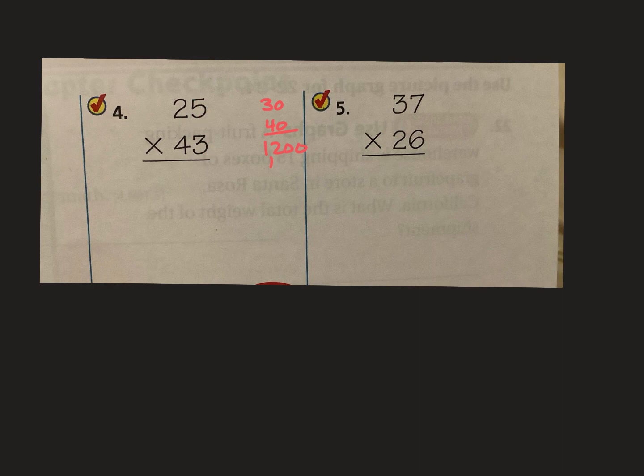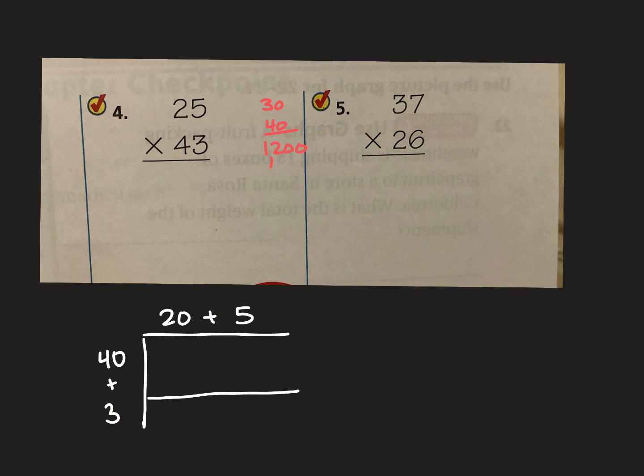That's the process I would do when I'm doing partial products, just so that your brain can see it. For this whole lesson, you can draw this part out if you feel like it helps you. So we've got 25, which is the same as 20 plus 5. Then we have 43, which is the same as 40 plus 3. Okay, and there we go.